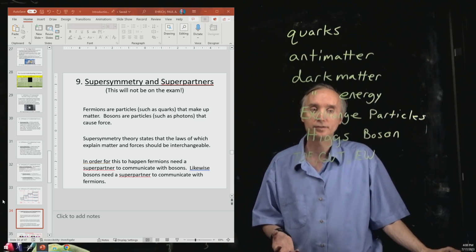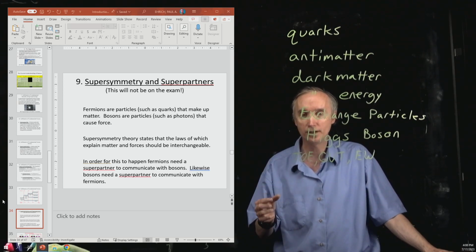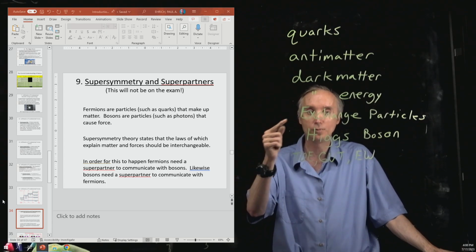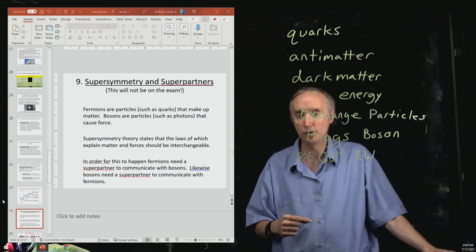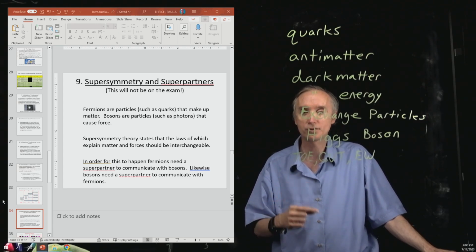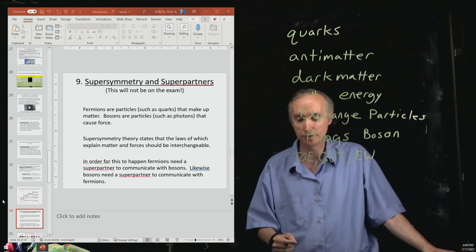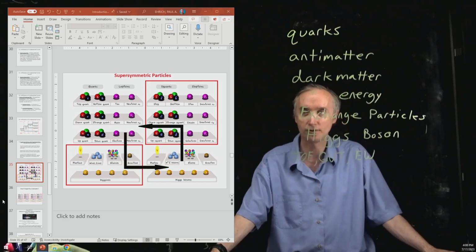So we think that there needs to be an interpreter for every kind of fermion so it can communicate with the bosons, and then for every kind of boson there has to be an interpreter that will allow it to communicate with the fermions. And so that's what this picture here shows.